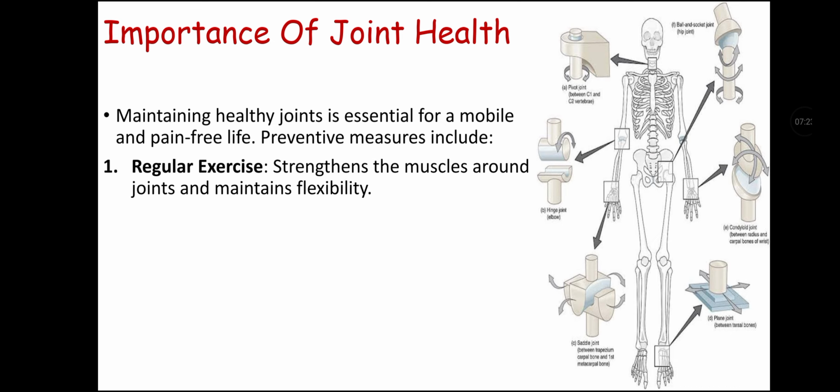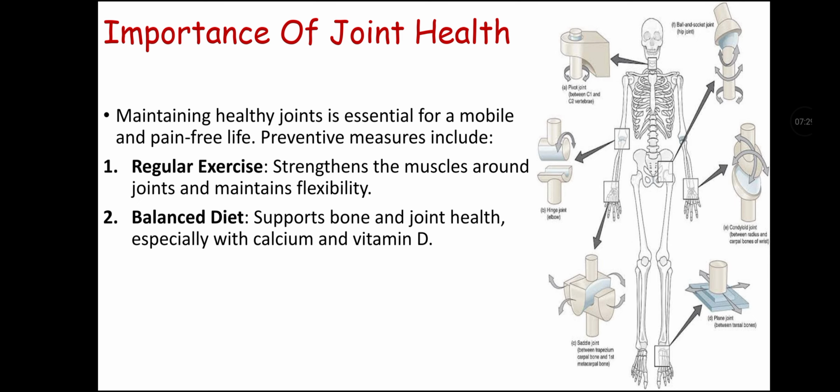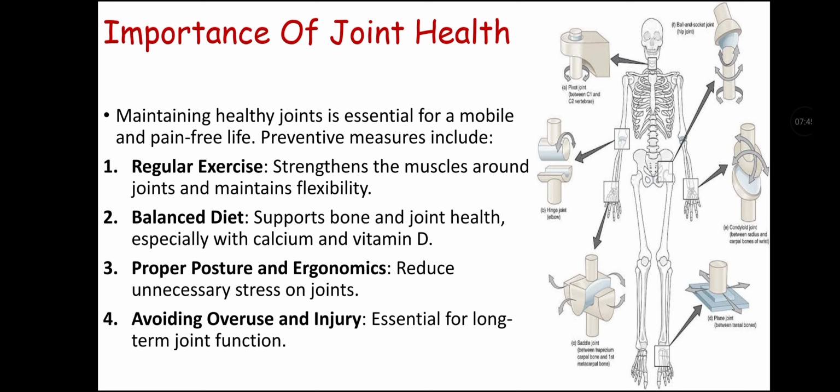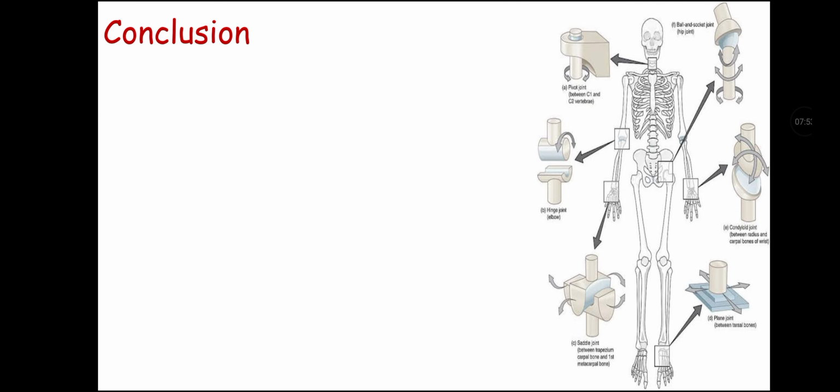Preventive measures include regular exercise, as it strengthens the muscle around joint and maintains flexibility. Second, a balanced diet, as the balanced diet supports bone and joint health, especially with calcium and vitamin D. We can also improve joint health by proper posture and ergonomics that reduce unnecessary stress on joints. We can also improve joint health by avoiding overuse and injury, as it is essential for long-term joint function.